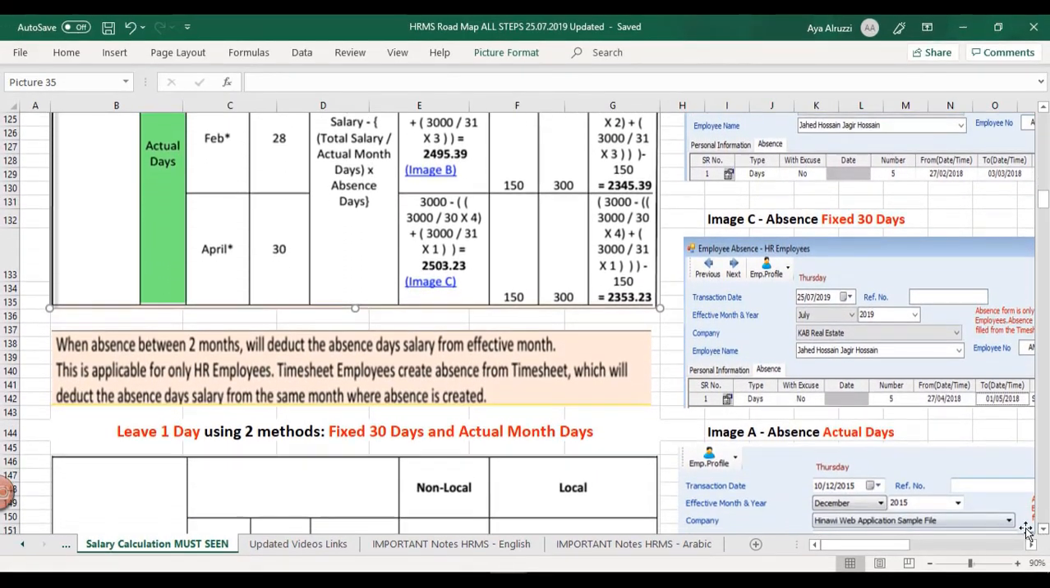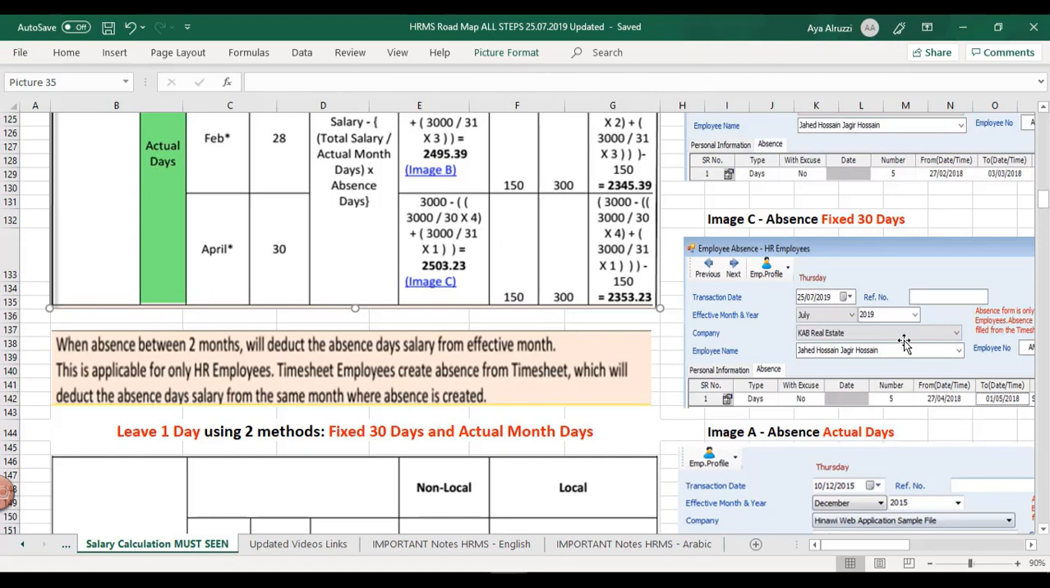Let's see this note. When there is an absence between 2 months, this will deduct the absence day's salary from the effective month, as we have seen, and it's applicable, of course, for the HR employees. Timesheet employees can create their absences from the timesheet form itself, which will deduct the absence day's salary from the same month where the absence is created. Let me make this a little bit more clear. Basically, when an employee has his or her type selected as timesheet, not HR employee, in this case, you will not go through this form of absence and create an absence for that timesheet employee. You will rather create their absence from the timesheet form itself.